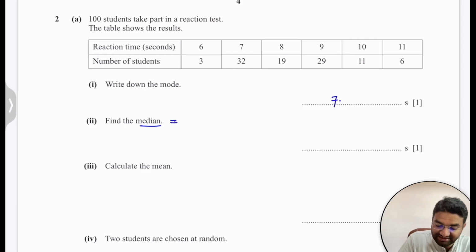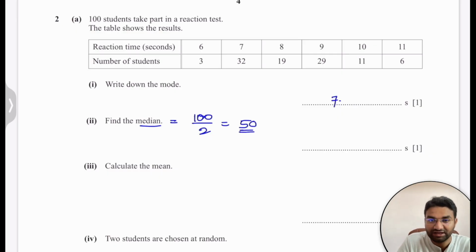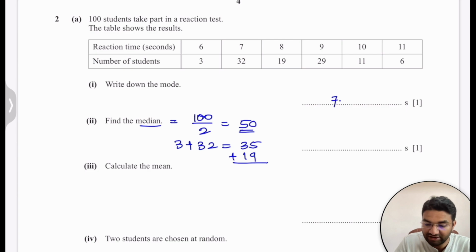Median is basically the middlemost value. So here 100 students are there. 100 divided by 2, which is 50. And you have to find out where this 50 lies. If you calculate 3 plus 32, which is 35, plus 19, the next value, these 3 values, which is equal to 54. Fine. So here the median value lies in the reaction time 8. So median is 8, right?